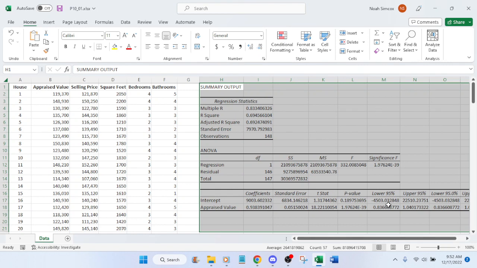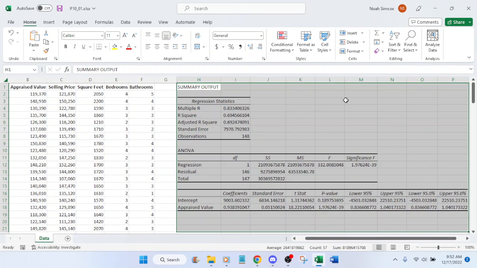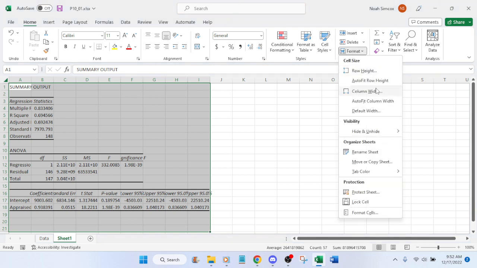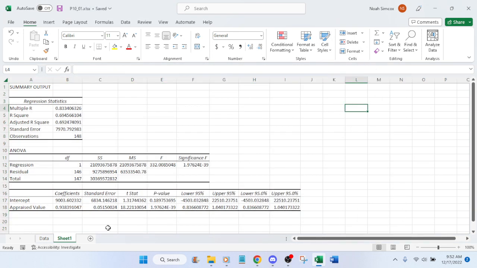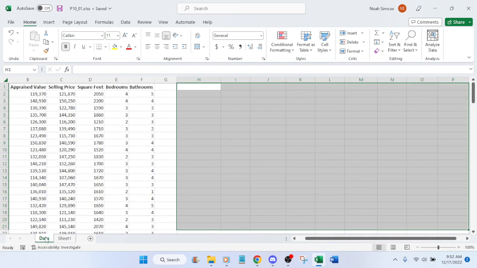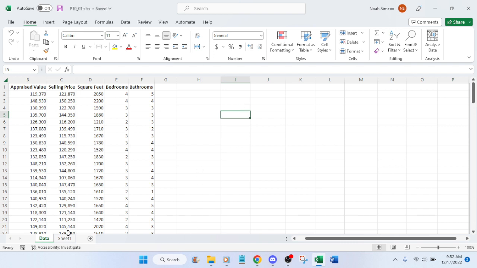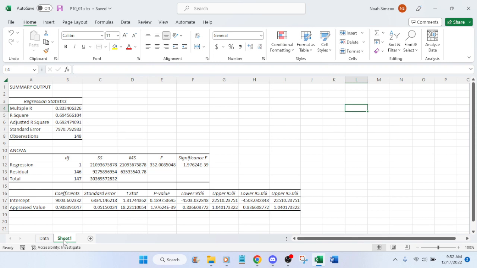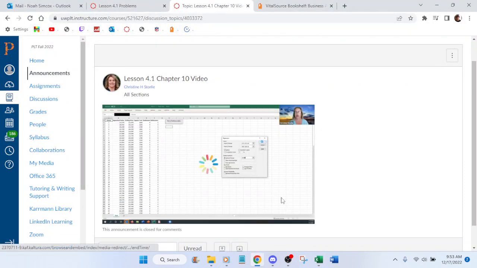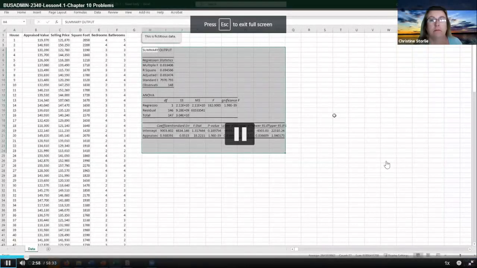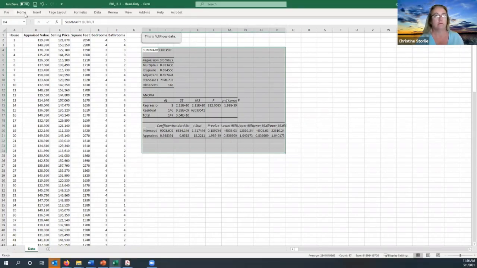I think I'm going to cut and paste it because it's not quite fitting on the page.